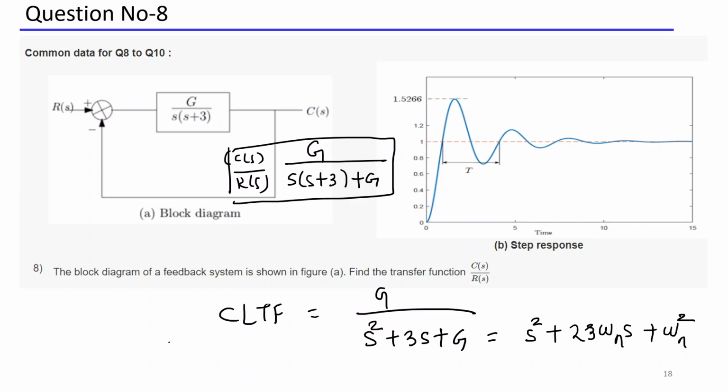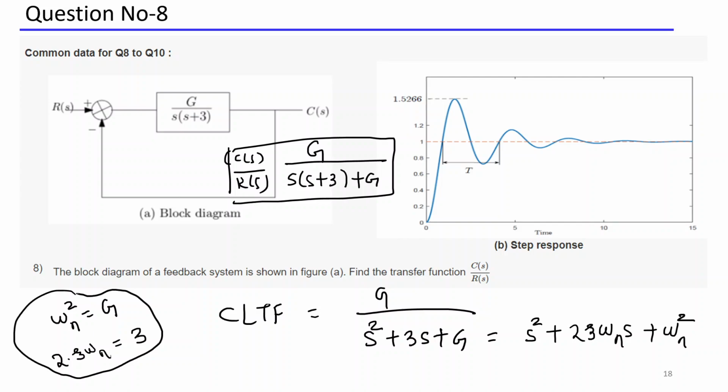If you compare, you can see that your omega n square is equal to G. And your 2 zeta omega n term is equal to 3. These 2 points you can find out by comparing these two equations. The coefficient of S square, the coefficient of S, and the constant, you just compare and equate to each other and find this equation. Equation number 1, equation number 2.